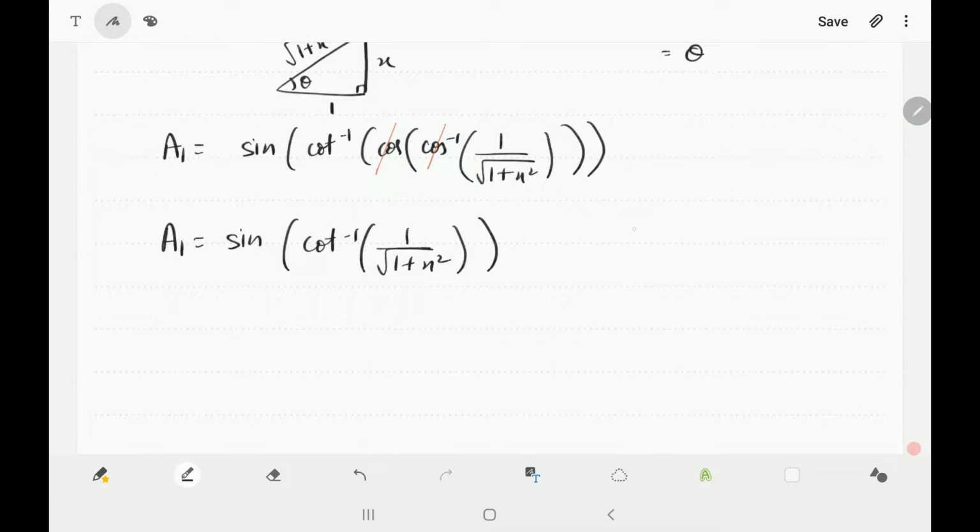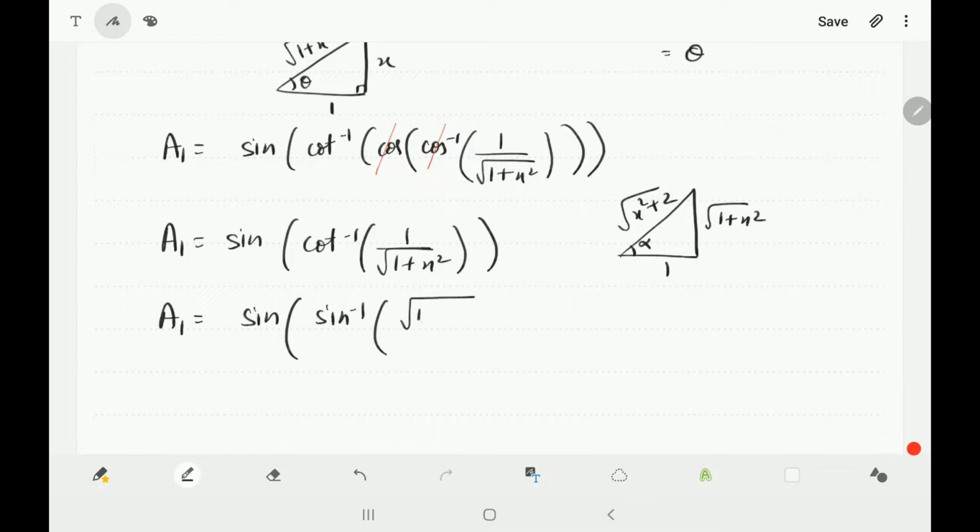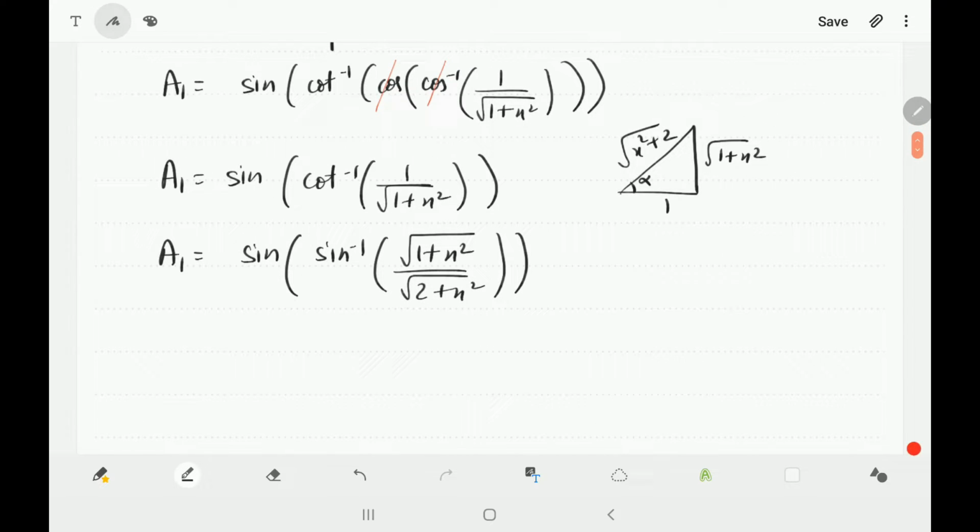Now we'll consider a triangle in which cot theta is equal to 1 upon under root of 1 plus x square. So we'll consider this as alpha, and so under root of 1 plus x square divided by 1 is here. This side will be under root of a square plus b square, so it will be x square plus 2. Now because sine is outside, we will make sine inverse in place of cot inverse. So sine inverse will be under root of 1 plus x square upon under root of 2 plus x square. Sine will cancel sine inverse, so we will have the value of a1 as under root of x square plus 1 upon x square plus 2. So this is the value of a1.